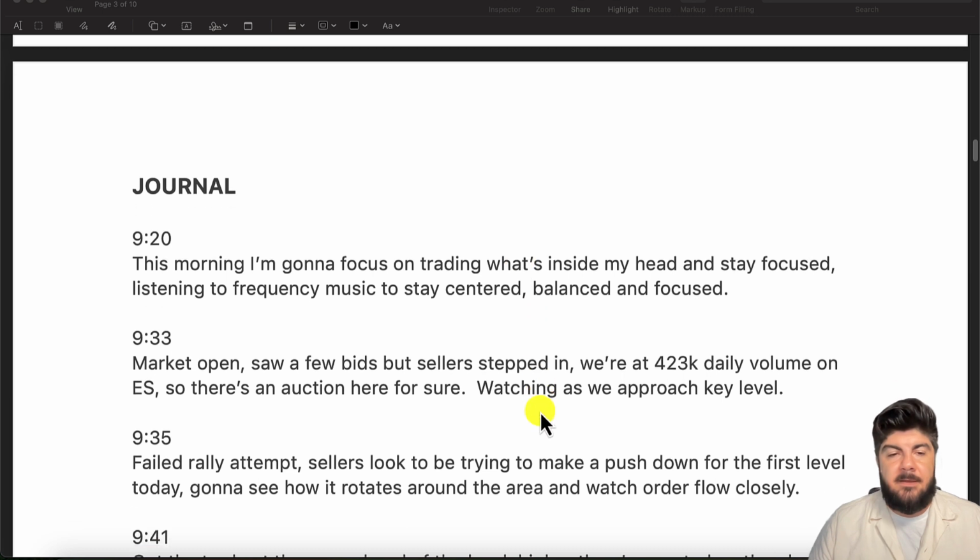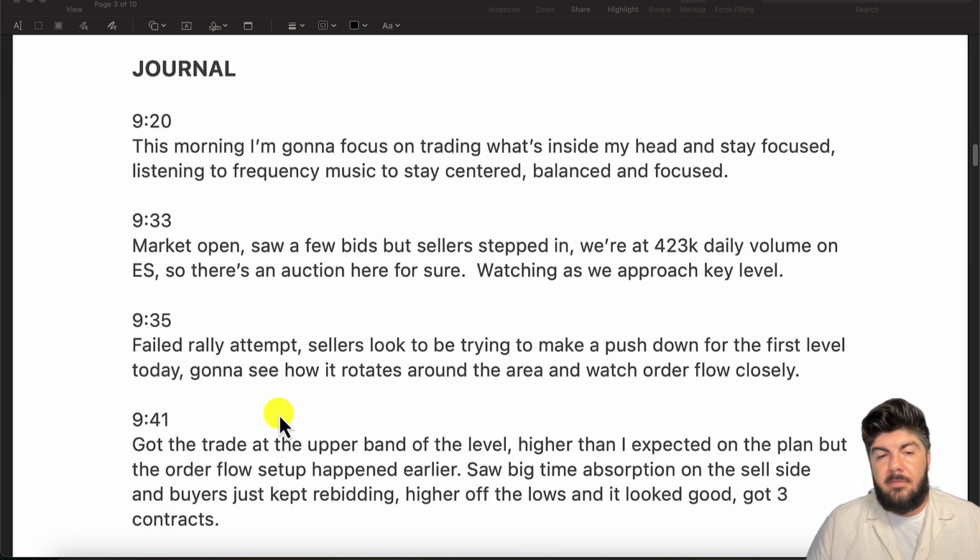from the subconscious. All right, so 9:41, I'd say this: got the trade at the upper band of the level, higher than I expected on the plan, but the order flow setup happened earlier. So I saw big time absorption on the sell side and buyers just kept rebidding higher off the lows and it looked good, I got 3 contracts.